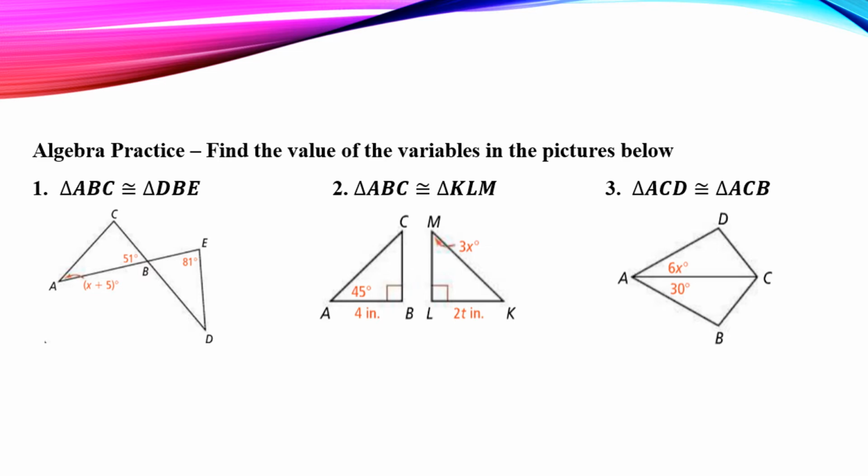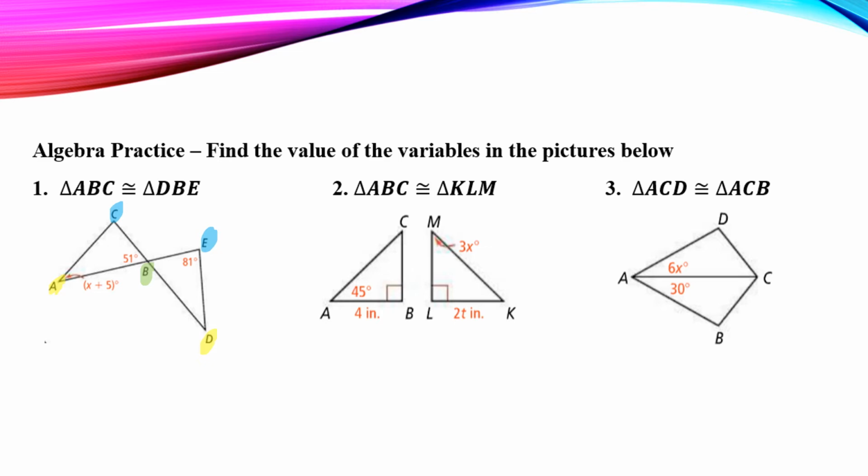If we look at our first part, triangle ABC is congruent to DBE. So I'm going to either color code it or circle, use triangles, that kind of stuff. So A and D go together. B is obviously by itself. And then C and E go together. So I can figure out which angle goes with which angle.